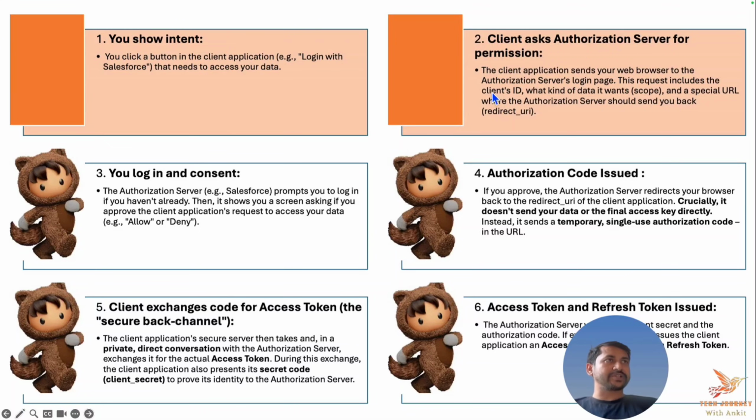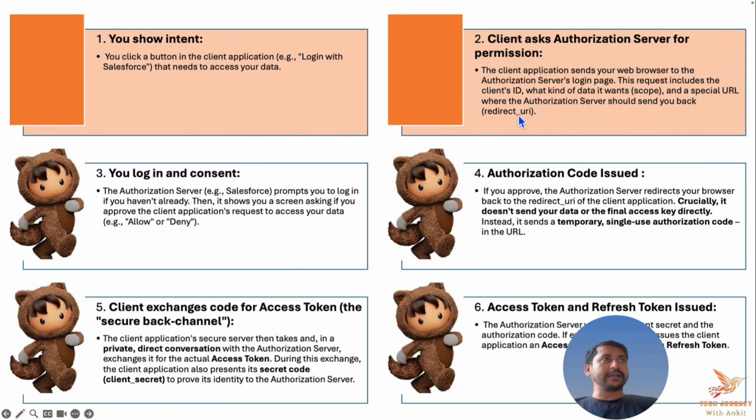And when the client is asking the authorization server for the permission, it will share a few important things. First one, it will share the client ID. We already discussed what a client ID is. Next, it also has to share the scope. Scope means nothing but what kind of permissions they should have. We already discussed that in the past videos, as well as the third thing, the redirect URI.